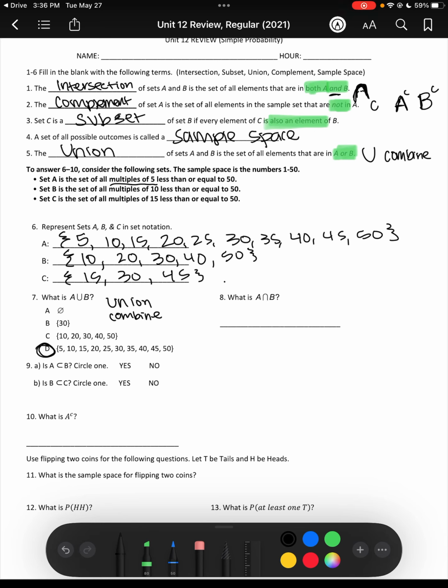Our next question is the upside down U. This means intersection. And when I'm looking at sets like this, I'm looking for what things are shared. So if they both have them, like these tens, right here, the tens, the 20s, the 30s, 40s, and 50s, those are all of the things that are shared. And we just make a list of those things.